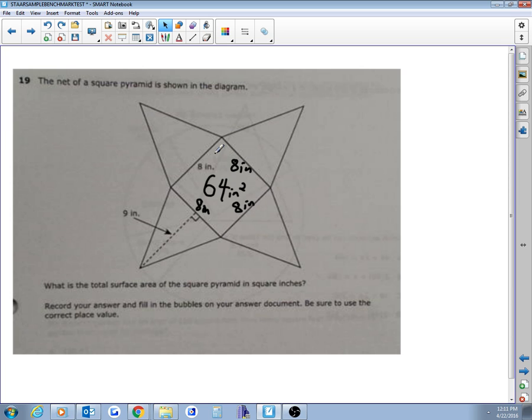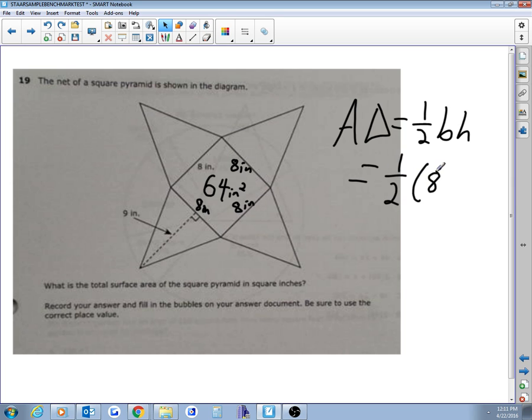64 square inches. Now let's figure out the area of one triangle, and then we can do that times 4, and then add that to the 64 and get the entire surface area. So the area of a triangle is equal to 1/2 of the base times the height. So our base here is 8 and our height is 9. So we've got 1/2 times 8 times 9.